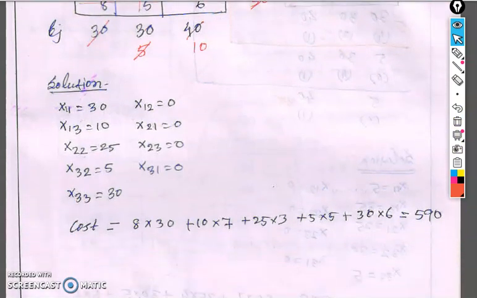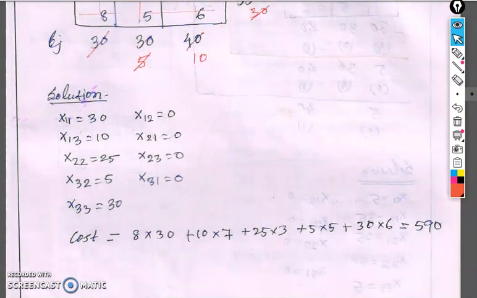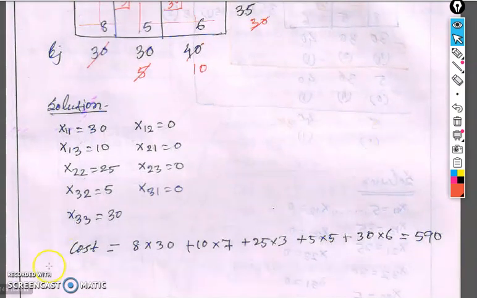For that allotment, the costing becomes as follows. The unit cost is 8 and the total unit supply from the first factory to the first destination is 30. So the total costing is 30 into 8, this one is 10 into 7, this one is 25 into 3, this one is 5 into 5, and this one is 30 into 6. Total costing is 590. Total costing is 590.